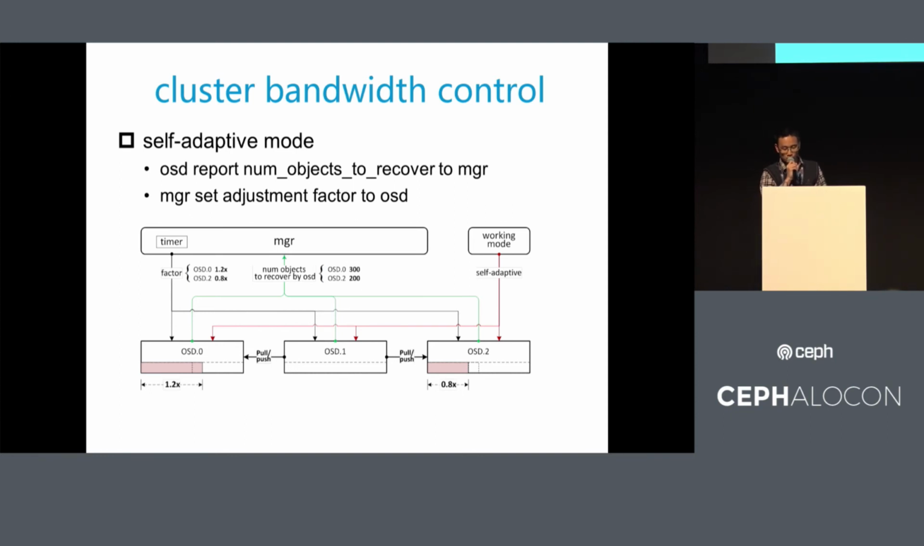For example, there are 300 degraded objects in OSD 0 and 200 in OSD 2. With an average of 250, the factor of OSD 0 can be 1.2, and the OSD 2 can be 0.8. After this adjustment, the OSDs tend to complete data recovery at the same time. This will shorten the whole recovery time of the cluster.